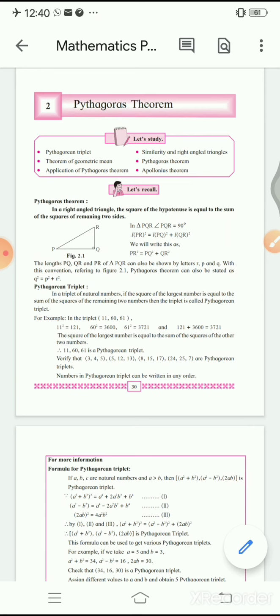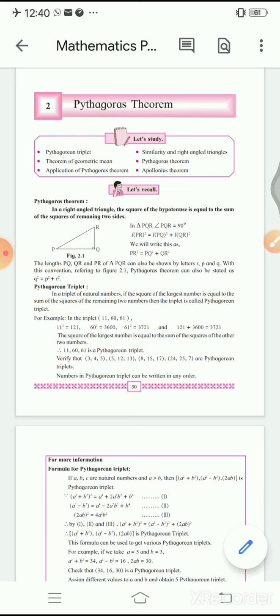Hello students, today we are starting our second chapter of our maths part 2, that means geometry, that is Pythagoras theorem. It is a very important chapter, and this is a theorem which is one of the important theorems of our geometry textbook, Pythagoras theorem.